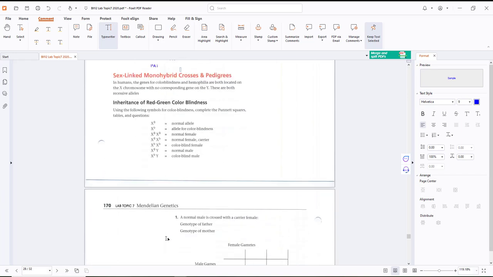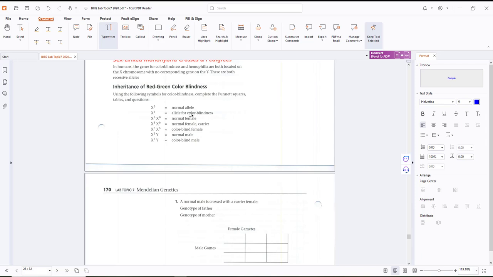All right, moving on to sex-linked monohybrid crosses and pedigrees. So with color blindness, we have the following symbols. So notice we have the superscripts we're using. So we have the sex chromosomes X and Y. And then notice that the genes are only on the X chromosome. So we have a normal allele as the uppercase letter, and then the allele for color blindness is the lowercase letter, and it's only found on the X chromosome.